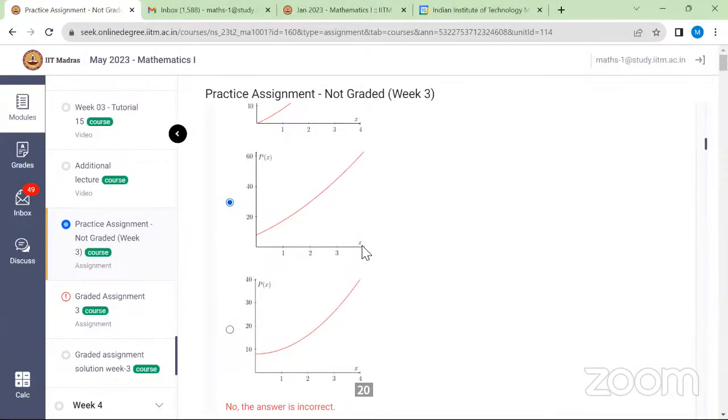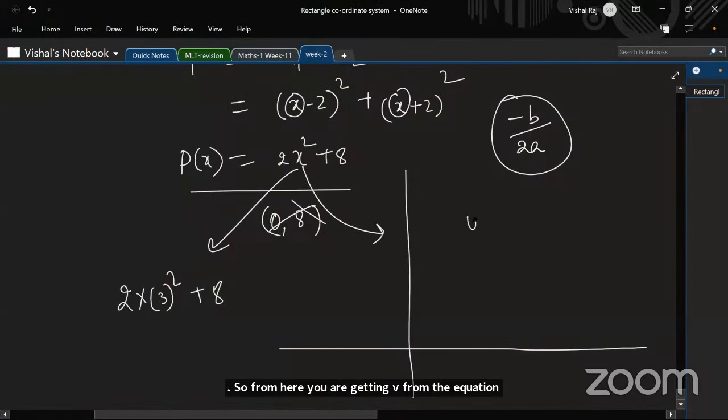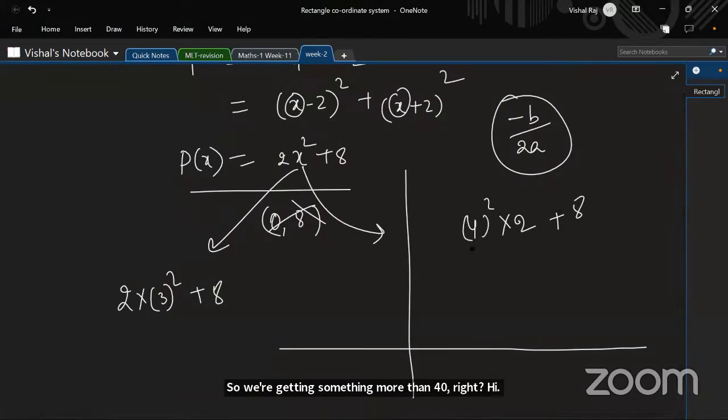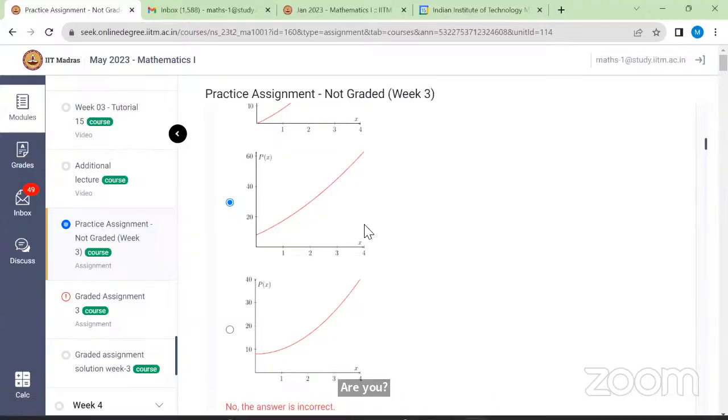If you are putting 4 here, you are getting something like 60 on the curve. But if we put 4 in the equation, 4 squared into 2 plus 8, you're getting 40. But from the graph you can see that it is around 60, right? Yes. That's why the third is incorrect.